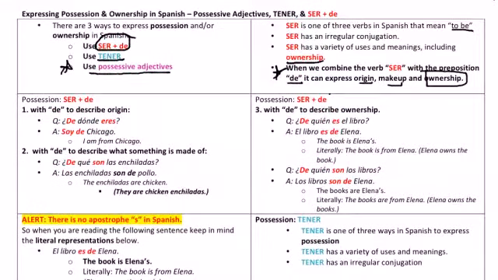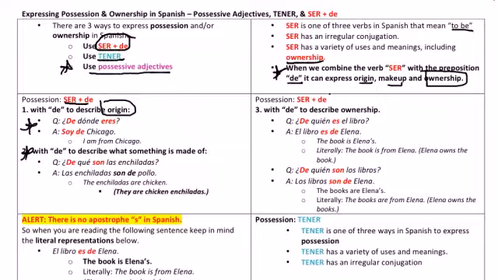So we use ser de for origin, and you've seen this question and answer before: ¿De dónde eres? And you answer, soy de Chicago, and that is for origin. When we use de with ser, and we are talking about the material makeup of something, like for example, enchiladas: ¿De qué son las enchiladas? Las enchiladas son de pollo. So basically, they're describing what something is made of.